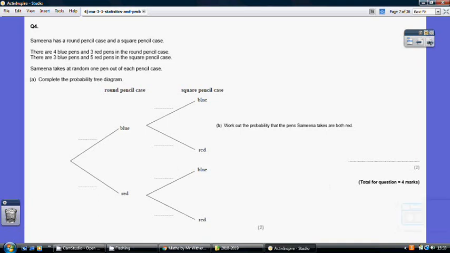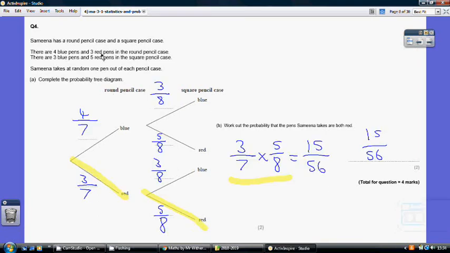Question 4. So from the round pencil case, the chance of a blue is 4 out of 7 and a red is 3 out of 7. And from the square pencil case, the chance of a blue is 3 out of 8 and a red is 5 out of 8. So probability takes both red, so we need a red and then another red. 3/7 times 5/8, which is 15 over 56.